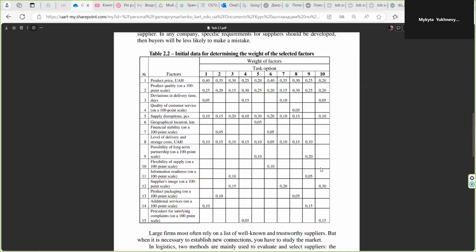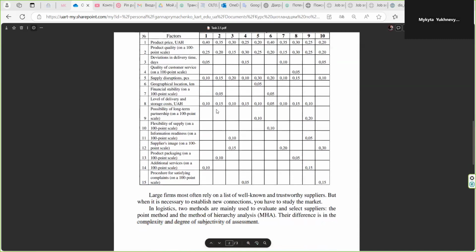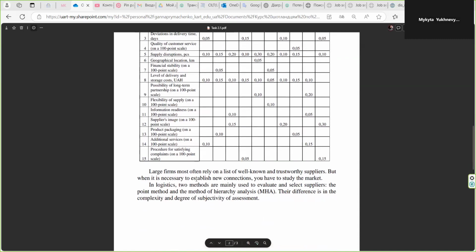So we now find the information about what we need to calculate, and after it we choose only these factors from these 15 factors. Large firms most often rely on a list of well-known and trustworthy suppliers. But when it is necessary to establish new contacts, you have to study the market. Yes, we need to understand what the main positions are for the manufacturer and for transport companies, and understand what we need to choose and what is better.